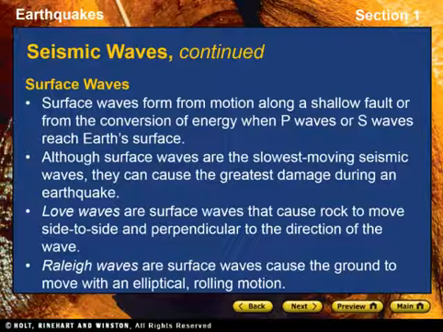Love waves are surface waves that cause rock to move side to side and perpendicular to the direction of the wave. Rayleigh waves are surface waves that cause ground to move in elliptical or rolling motion. Okay, so we have side to side versus rolling. Okay, Love waves and Rayleigh waves.